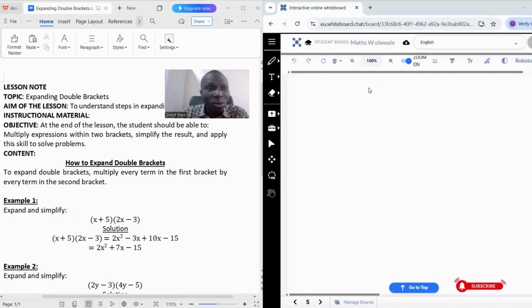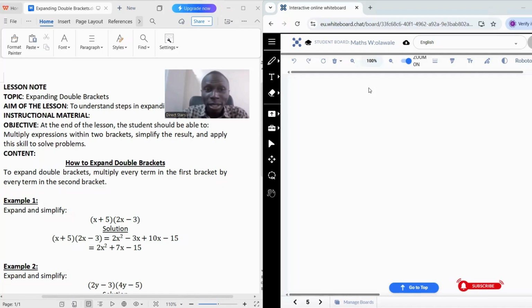In the mathematics class, we'll be looking at expanding double brackets. In the last class, we looked at expanding single brackets, and today we're looking at expanding double brackets. The aim of this lesson is for you to understand the steps in expanding double brackets, and the objective is that at the end of this lesson, you'll be able to multiply expressions within two brackets, simplify the result, and apply this skill to solve problems.